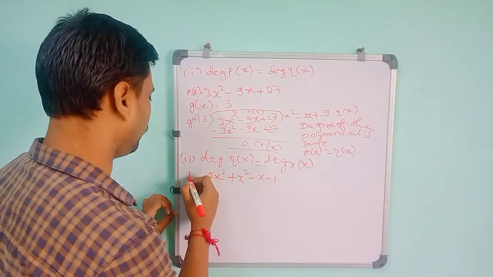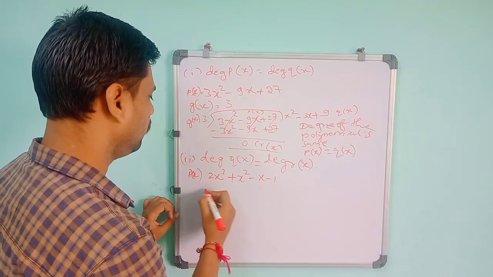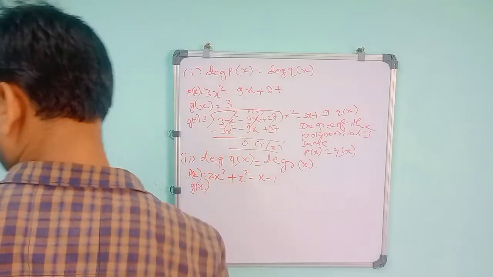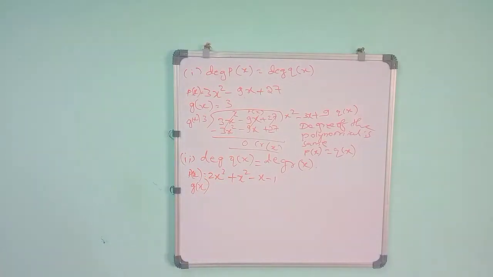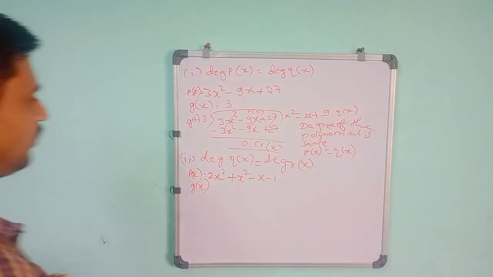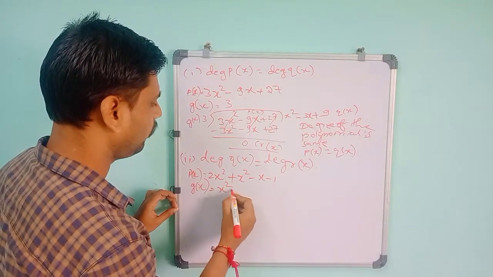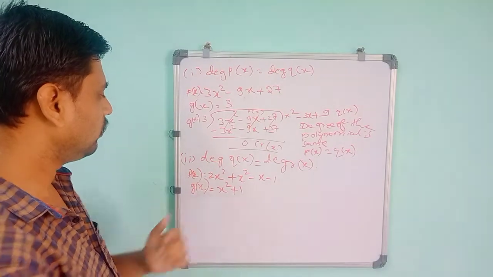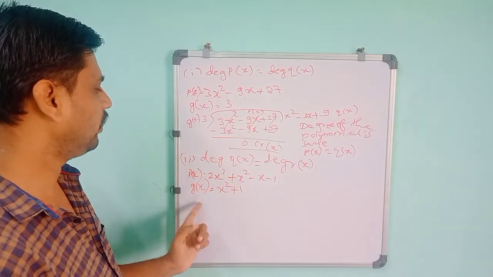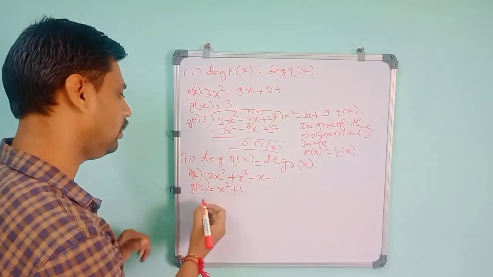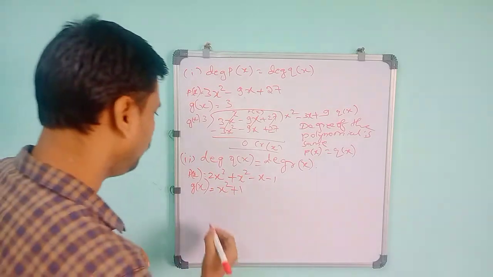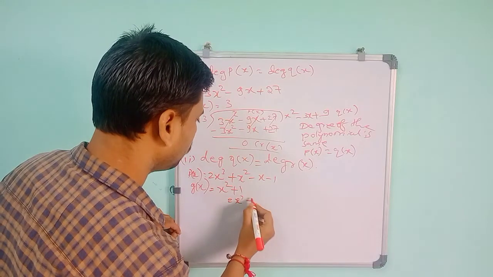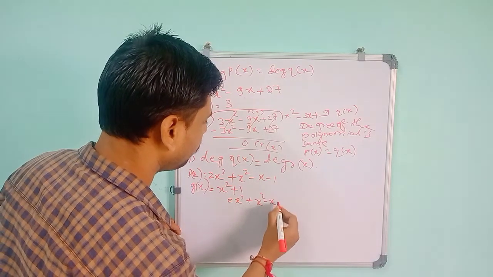So this is the p of x. Then g of x equals x square plus 1. You can take x square minus 1 also; I have taken x square plus 1. So p of x is degree 3 and g of x is degree 2. Then divide this one, 2x cube plus x square minus x minus 1.